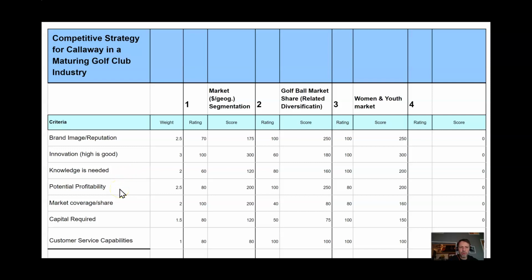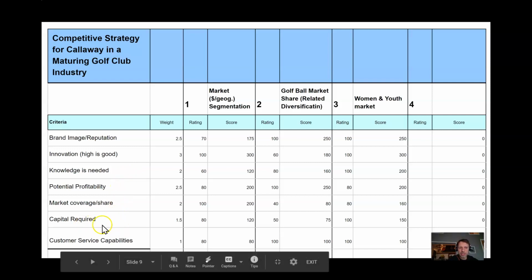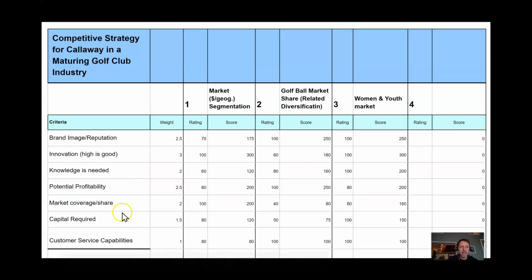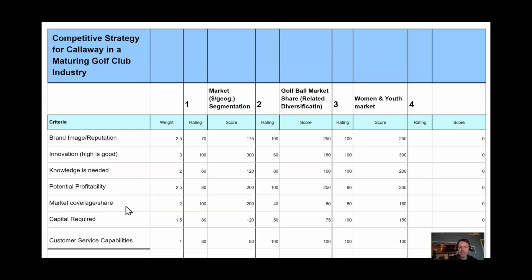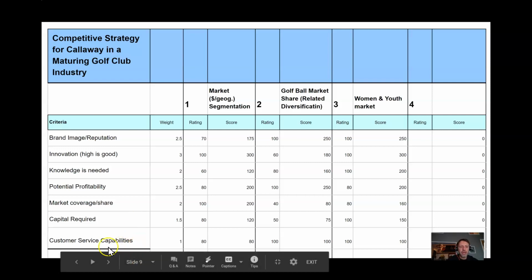What's the potential profitability? How much capital is required, down here? How much do we have to put in to reach that potential? So if I can make a lot and spend little, that's like the perfect world, right? But if I'm spending a lot to make a little, I want to note that. How much market share could we gain? And is this a market that, on a BCG matrix for example, we'd put in a high growth area? And what kind of customer service capabilities do we need?